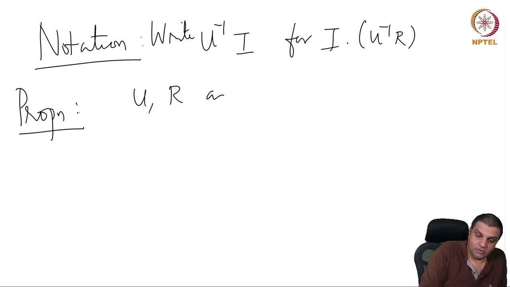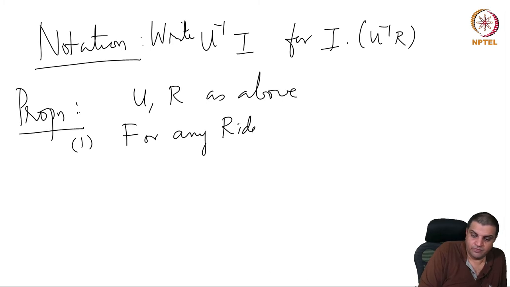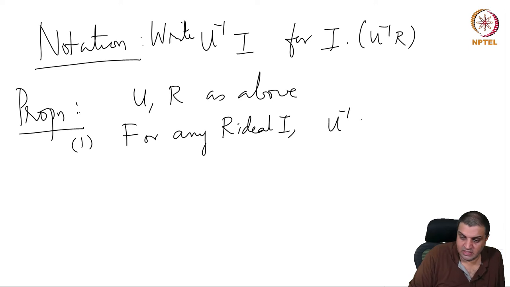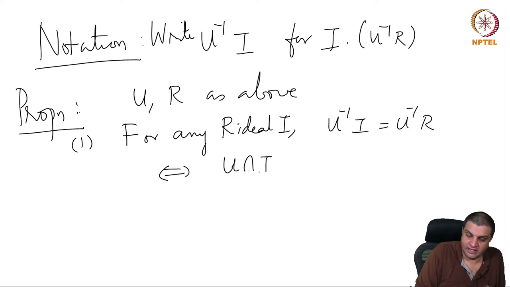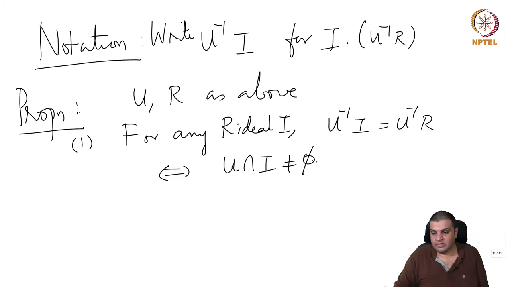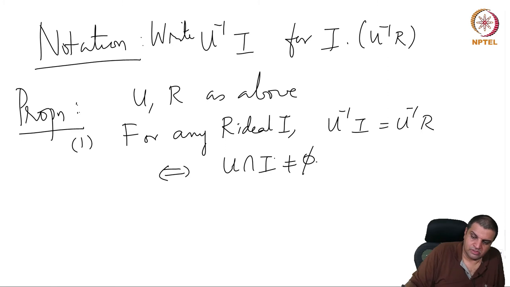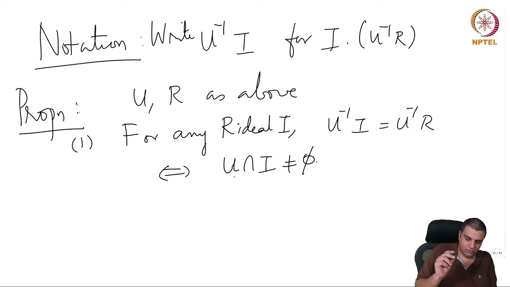So U and R as above. One: for any R ideal I, U inverse I is U inverse R if and only if U intersects I non-trivially. The reason is, you should write out the details, if this is true, then there will be some element inside I, and 1 over that will also be inside this ring. So some a divided by a will give 1. So U inverse I becomes a full ring if and only if I intersects the multiplicatively closed set that was inverted.